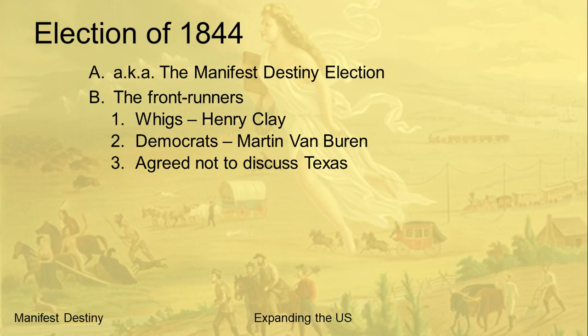Clay and Van Buren exchanged letters saying, look, since we're going to be the front runners, since we're going to be the nominees, on the issue of Texas, let's just not talk about it. We'll talk about everything else, but let's not talk about Texas. It's a problem.